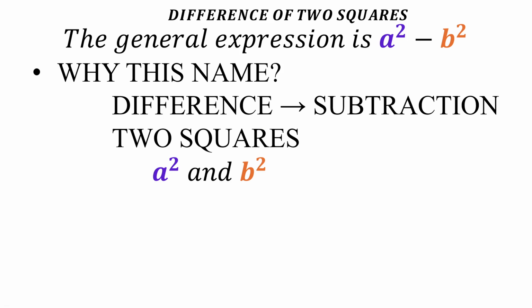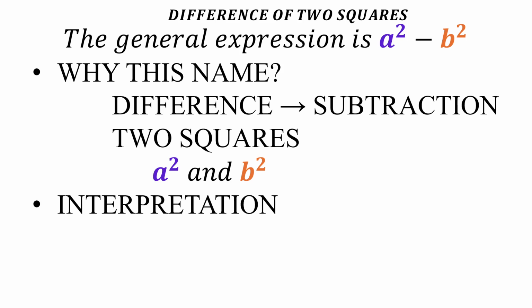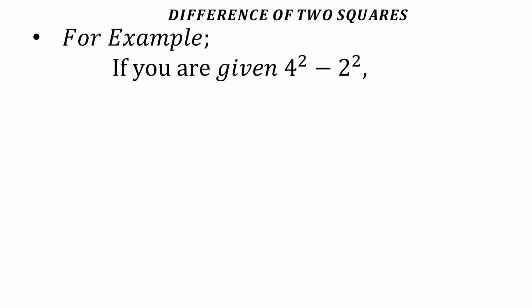Now you probably know this already, but just to recap, a squared means a times a, and b squared means b times b. Okay, so we are going to apply this to solve this example. Let's say you are given this problem to solve: we have 4 squared minus 2 squared.